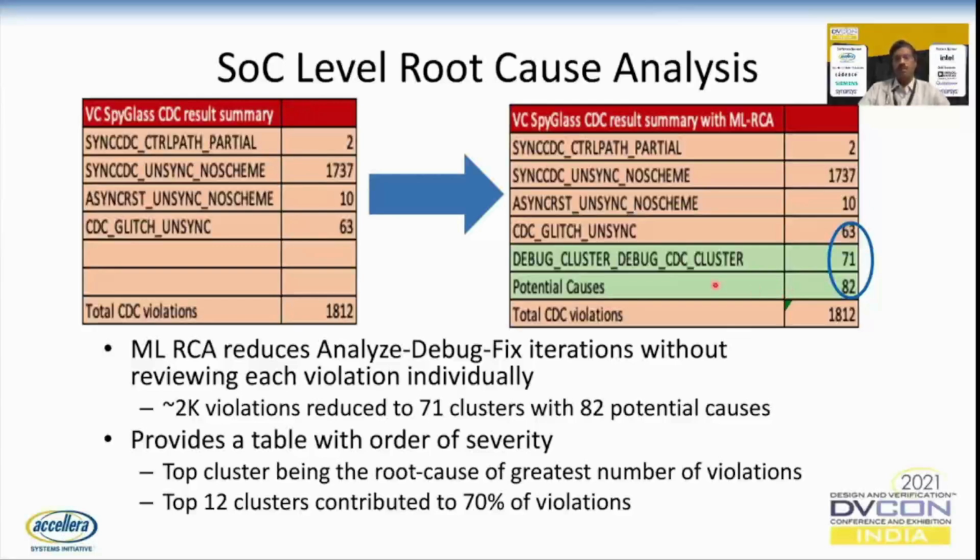We got a table in order of severity, wherein the top entries in the table, the top clusters, are the root cause of the greatest number of violations. Hence, the top 12 clusters in our case contributed to 70% of the violations. By addressing these root causes with the top clusters looked at first, a large number of violations were able to be addressed in one chunk.